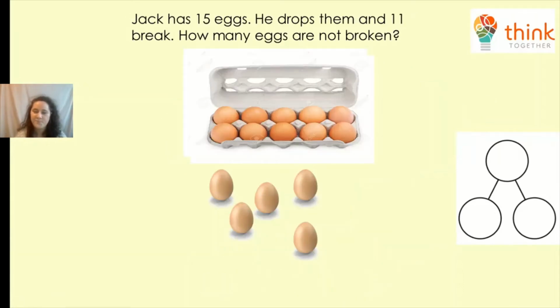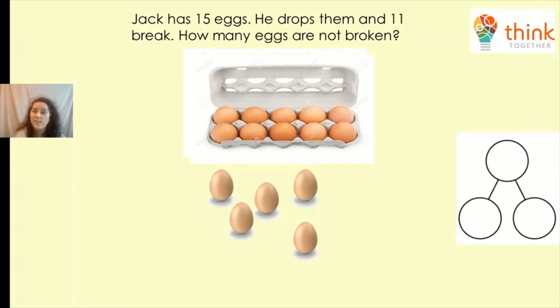Great job. Okay, let's think together to do another one of these. Jack has 15 eggs. He dropped them and 11 break. How many eggs are not broken? Also, I can see the 15 eggs that Jack has. Here we go, there's a group of 10 and 5 ones. Now, in my question, it tells me that 11 of them are going to break. Do you think you could pause the video and tell the person you're with the number sentence we could write for this?